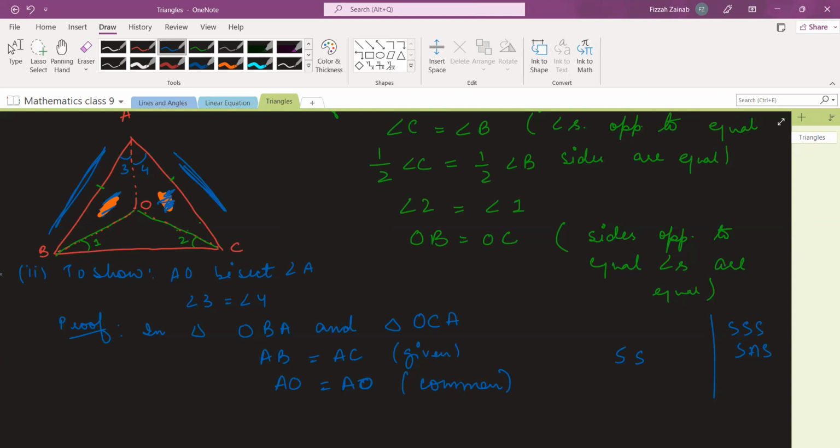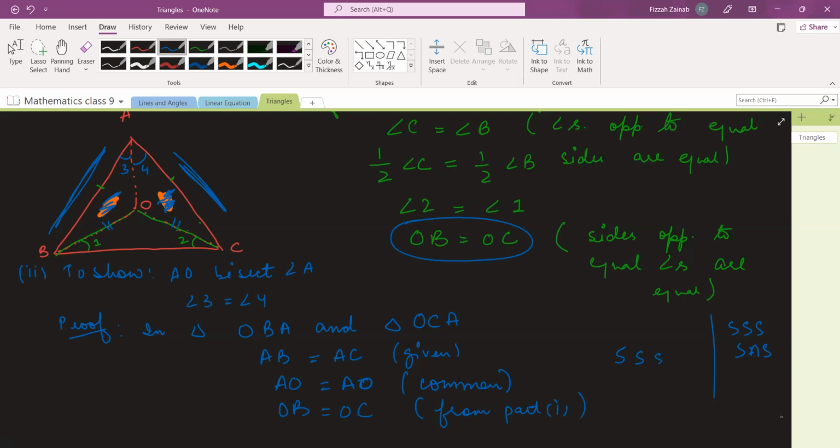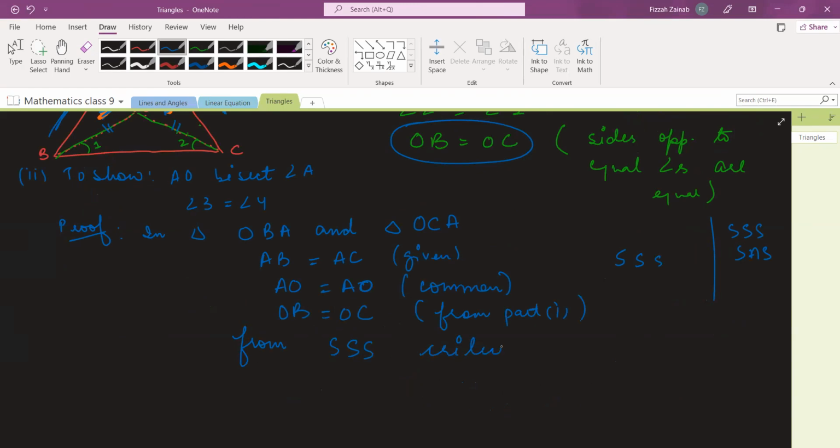AO, AO, AO. BO, OC. Very good. I have already proved it in the first part, right? So this side is already equal to this side. So OB is equal to OC, like from part 1, you can say. We have already shown it. So all the three sides are equal. Which criteria is this? Come on, all the three sides are equal. SSS criteria, yes. So by SSS criteria, the two triangles are congruent.